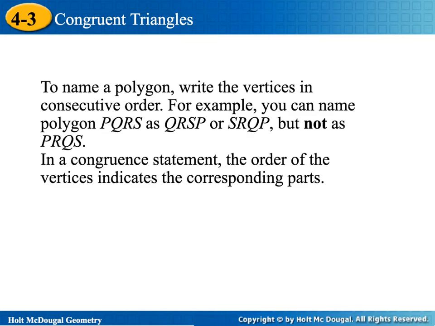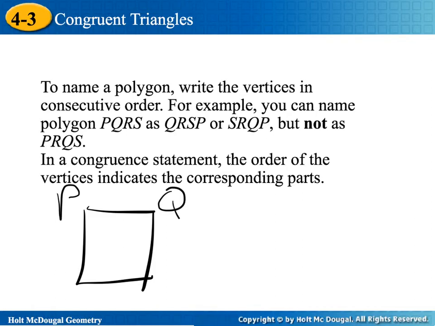Alright, to name a polygon, you're going to write the vertices in consecutive order. So basically, we're going to play connect the dots. So on that last one, we had the rectangle P, Q, R, S. And this is important because a lot of people get this wrong. To name this polygon, I have to start at a point and I basically connect the dots until I get back to it. So I can say P, Q, R, S. I went in order. I started at one place and I stopped at my last spot.